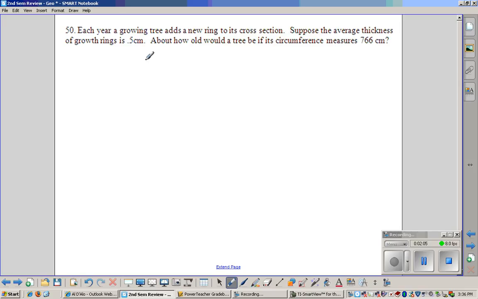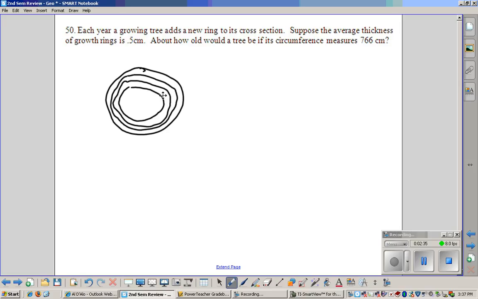Each year, a growing tree adds a new ring to its cross section. Suppose the average thickness of the growth ring is 0.5 centimeters. About how old will the tree be if the circumference is 766 centimeters? I'm going to draw a little picture of the tree, some rings. You guys have seen trees before. Cut them up and make these little age rings. Each ring represents a year, I believe. So there's a bunch of them, and each one of these is 0.5 centimeters wide. So they tell us the circumference is 766 centimeters around.